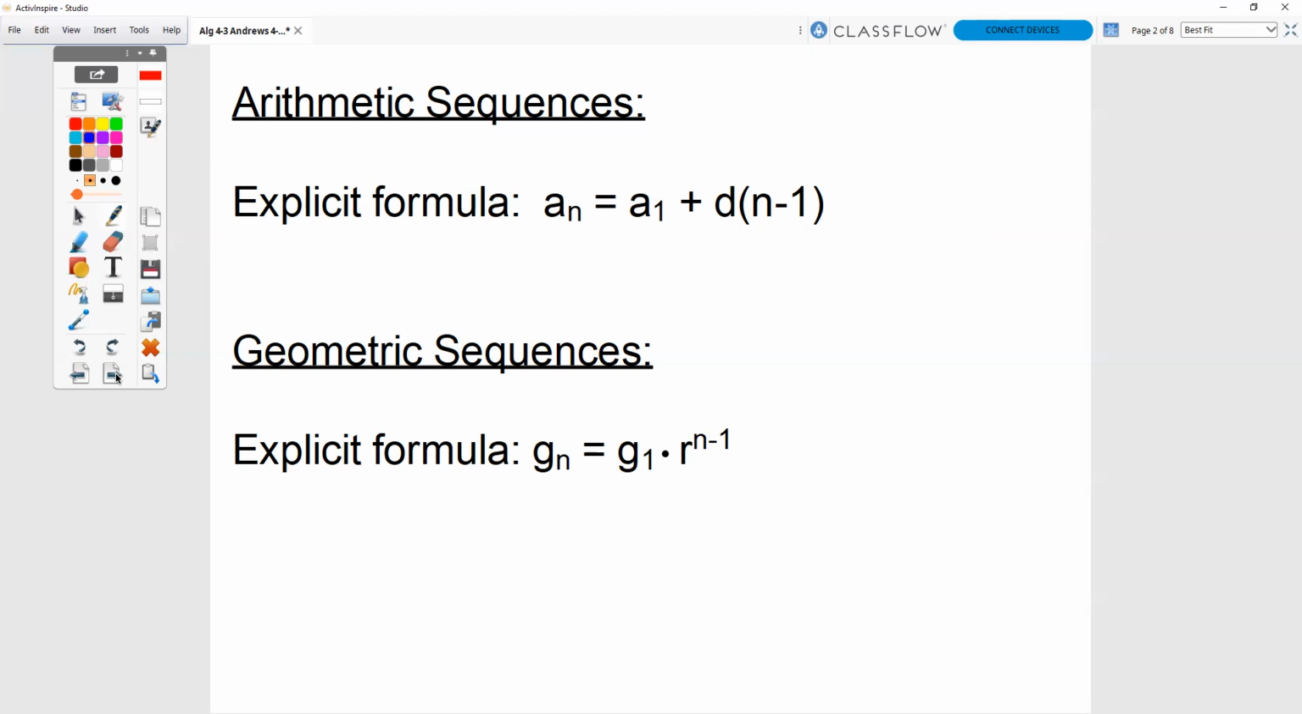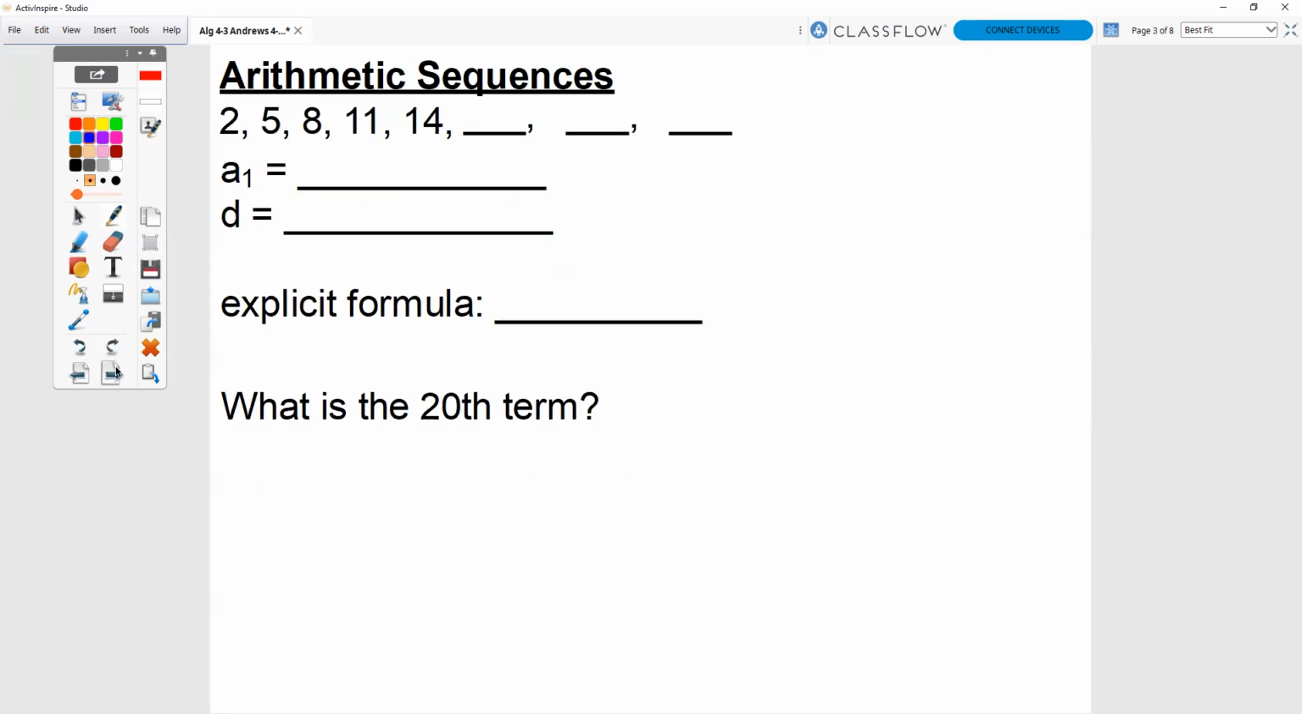So the explicit formula for arithmetic: A sub n is the term that you want. So for example, if we wanted the 100th term, it would be A sub 100. Equals A sub 1, the first term in the sequence, plus the common difference. Remember, the common difference is what you're adding or subtracting by each time, times whatever term number you're looking for, n minus 1. And that's inside parentheses. We'll get to geometric sequences tomorrow.